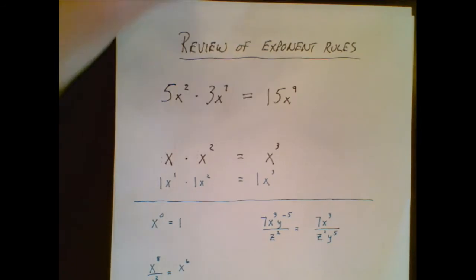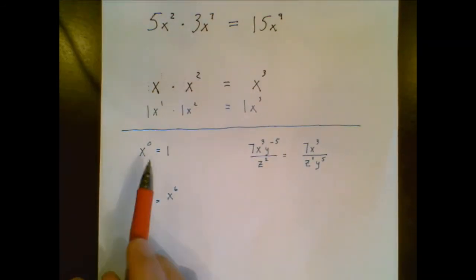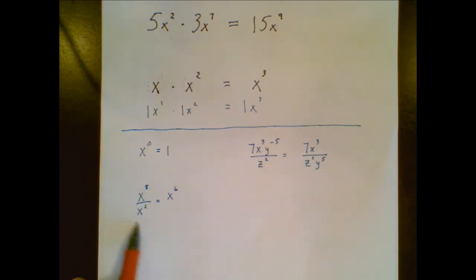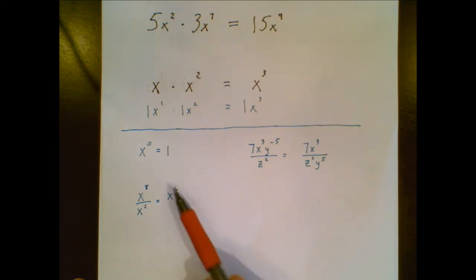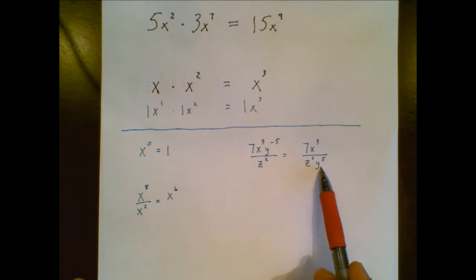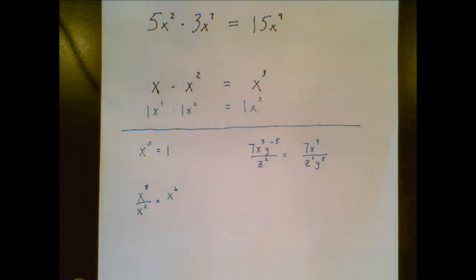Down here below, just as a reminder, I have listed the other exponent rules. Anything to the 0 power is 1. When I divide, and a fraction is dividing, I subtract exponents. So 8 minus 2 is 6. And if I have a negative exponent, it can go to the other part of the fraction as a positive exponent, and everything else stays the same.